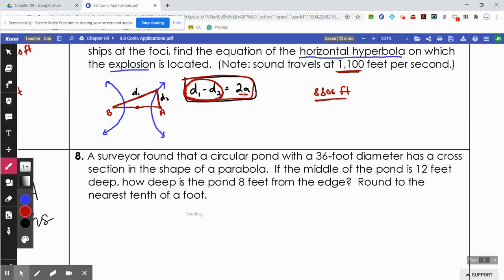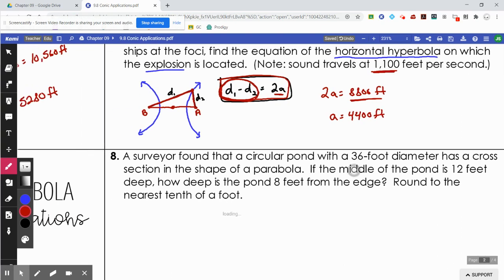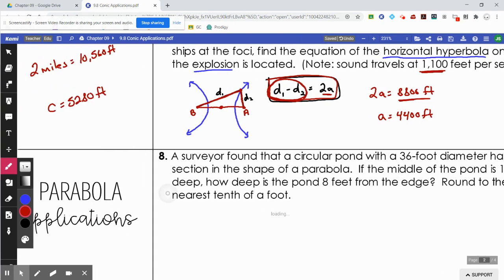And that distance will always equal 2A. So what we can do is now 2A is equal to that 8,800 feet. And that tells me that my A value is 4,400 feet. So now we're set. We've got pretty much all the information we need. So our A value is 4,400.